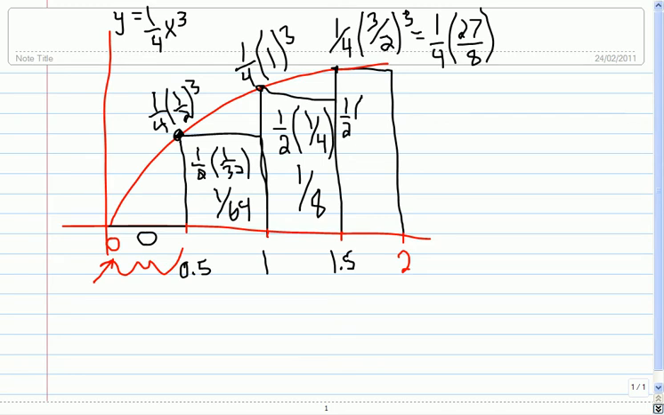So my area I could get is like this. It would be 27 over 64. So we can add those pieces up to come up with an estimate, and I believe we get an area which is about 0.5625.